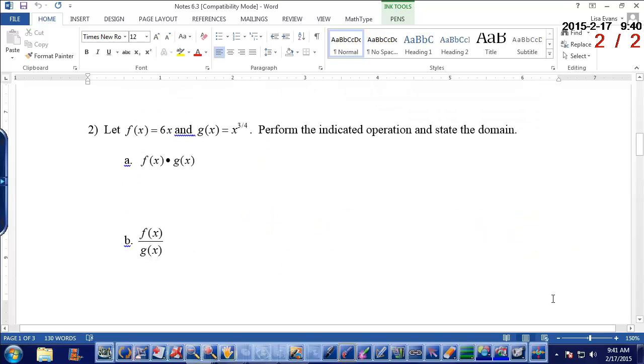Okay, let's try another set of problems. We're going to do multiplication and division. Now we have two new functions, 6x and x to the 3/4. So if I multiply them, this is why we need to know our rules of exponents. I'm multiplying these two, so what do I need to do to these exponents? I need to add them. So this is a 1, okay? So if I add them, I'm going to change it to 4/4. So I'm going to get 6x to the 7/4.